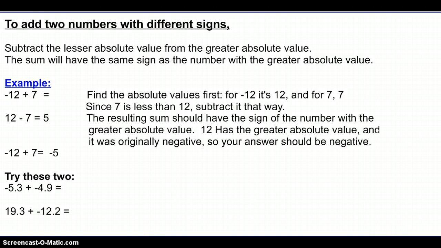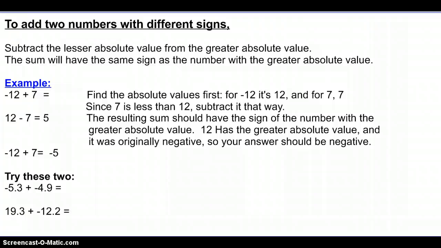The second one is harder because you have a positive number and a negative number. Remember, for this, you always take the absolute value of each of them. Okay, we're going to take the absolute value, and then we're going to subtract. We're going to subtract 12.2 from 19.3. Okay, when you do that, you get 7.1. Since 19.3 had a larger absolute value, your resulting answer is positive.